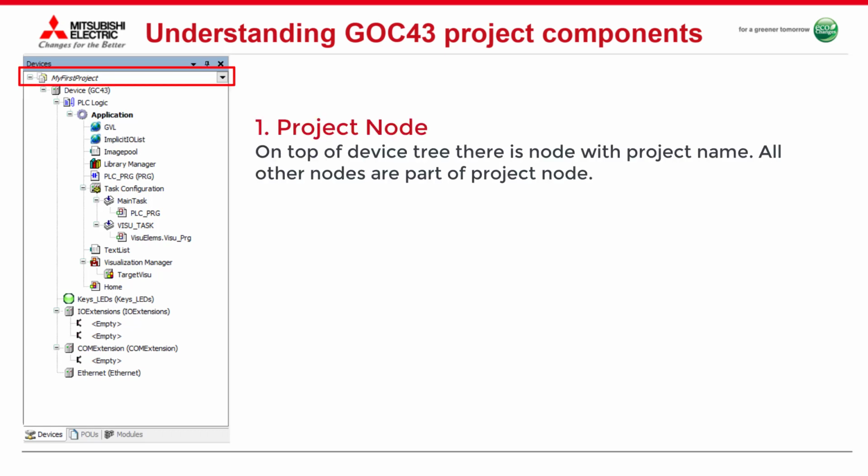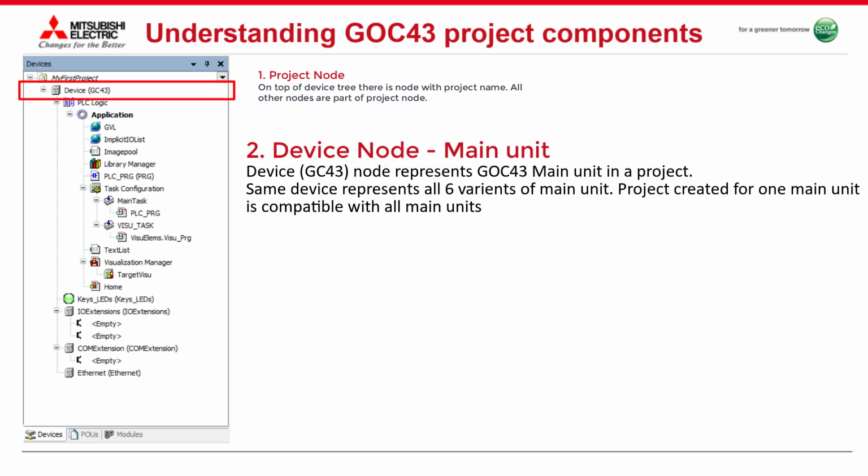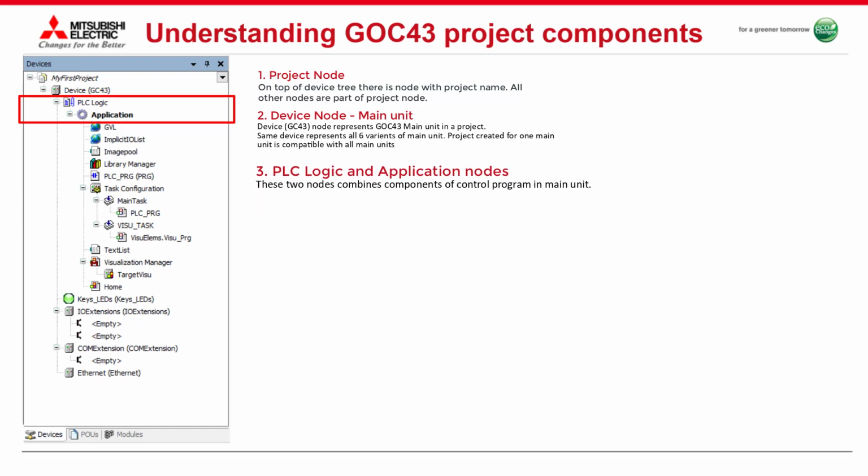On top of device tree there is node with project name. All other nodes are part of project node. Second node is device node. This represents GOC43 main unit in a project. Same device represents all 6 variants of main unit. Project created for one main unit is compatible with all main units. PLC logic and application nodes combines components of control program in main unit.